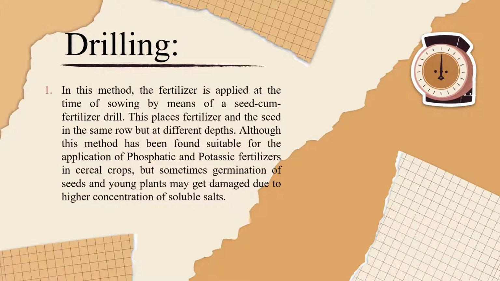First is drilling. In this method, the fertilizer is applied at the time of sowing by means of a seed cum fertilizer drill. This places fertilizer and the seed in the same row but at different depths. Although this method has been found suitable for the application of phosphatic and potassic fertilizers in cereal crops, sometimes germination of seeds and young plants may get damaged due to higher concentration of soluble salts.